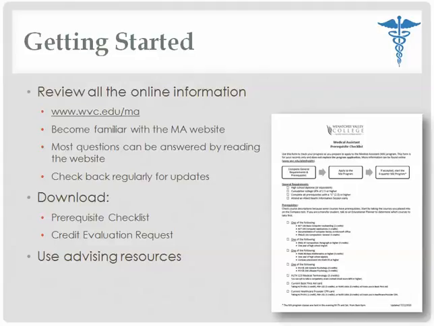To get started, you need to locate the Medical Assistant website. This can be found by going to www.wvc.edu/MA. Take time to read through all of the medical assistant pages and check back regularly for updates and new information. On the website, you can find and download the prerequisite checklist.